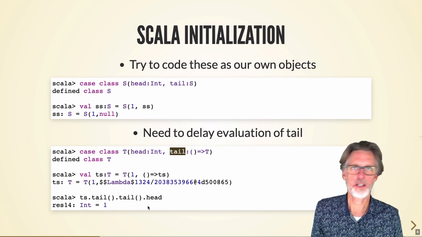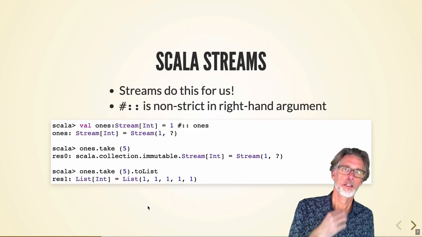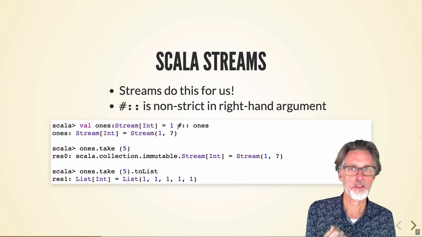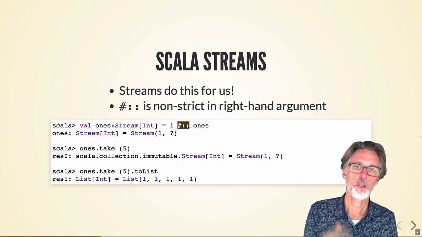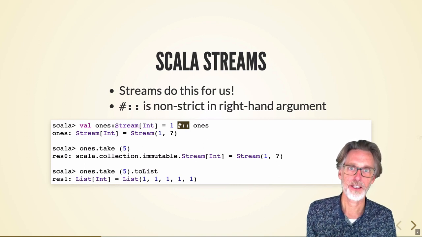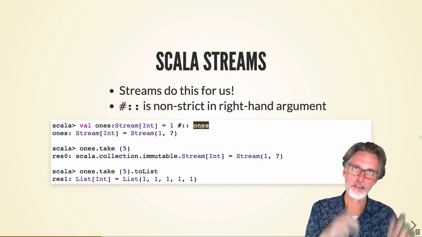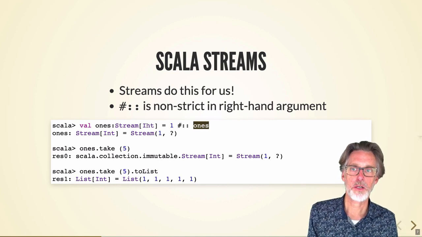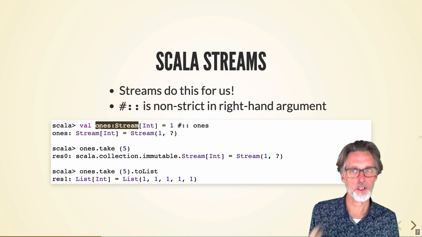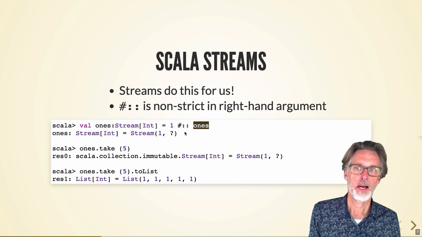The head is always 1, no matter how many tails I go through. This is exactly what Scala streams do. They're built into the language, and there's a special constructor for them, which is hash colon colon (#::). The #:: constructor is non-strict in its right-hand side. It thunks that right-hand side. And so what that means is that we can define the ones stream here directly in terms of itself.